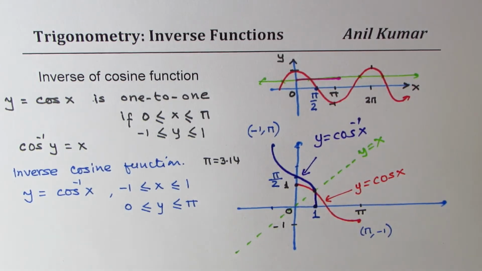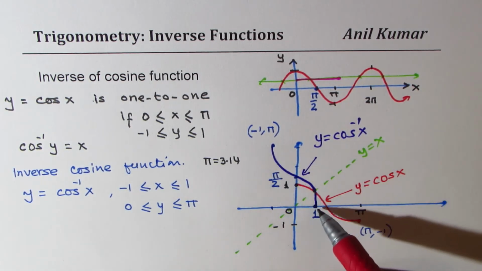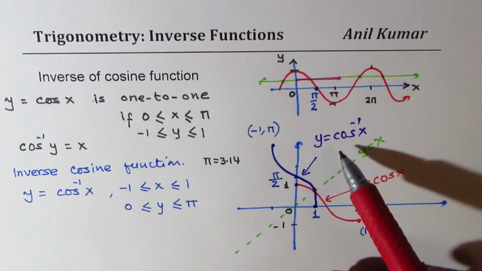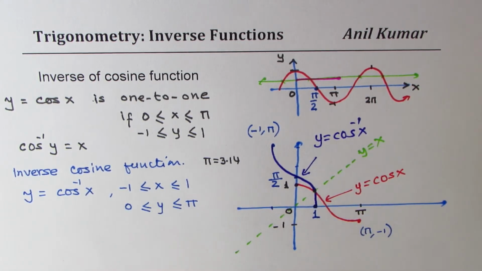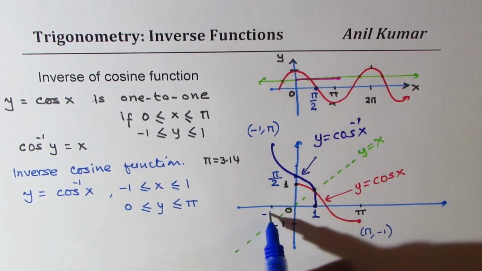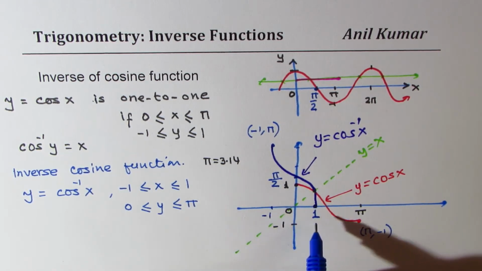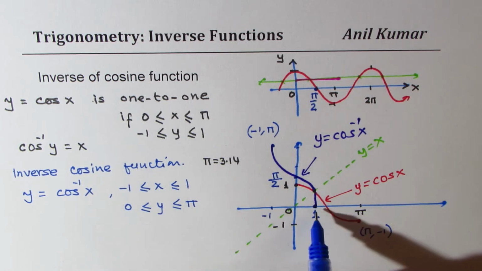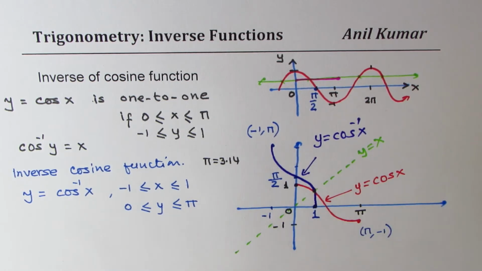Do you see that? From the inverse, it is very clear that the domain of this function is from -1 to 1, and the range is from 0 to pi. Is that clear? So that is how you have to treat the cosine inverse function. I hope that step is absolutely clear. Now let's take some questions on the cosine function.